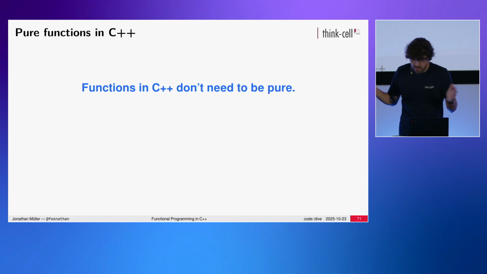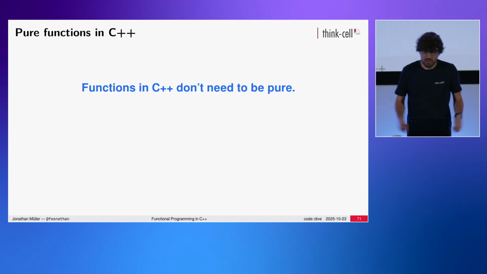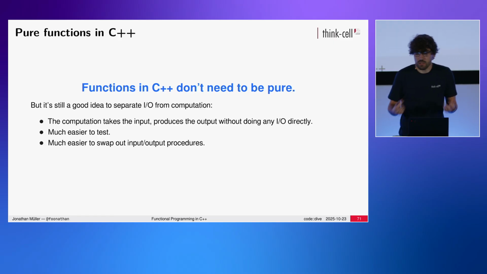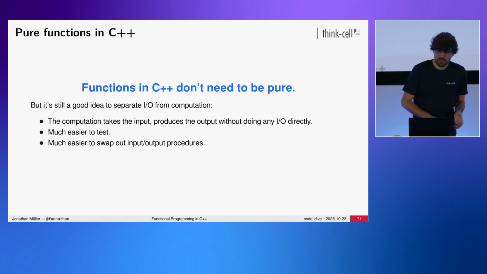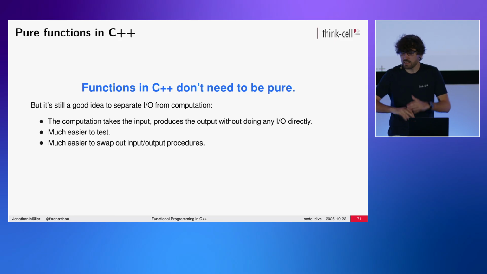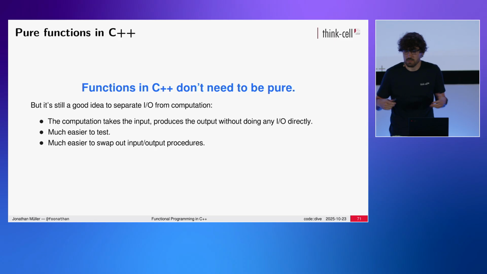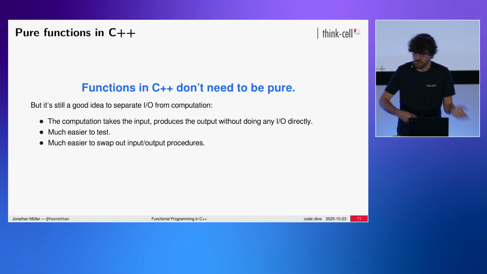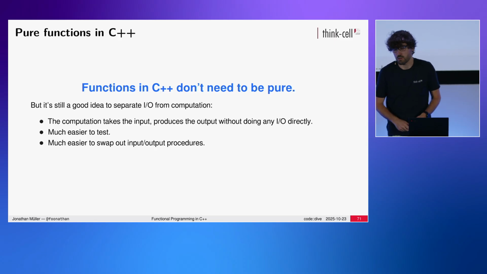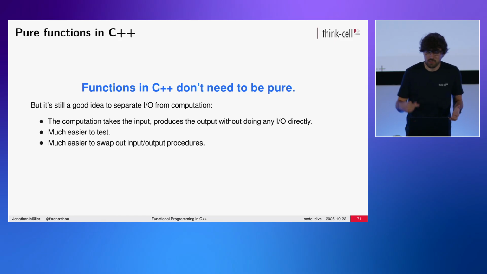Now, of course, in C++, functions don't need to be pure. Right? We're not a pure functional programming language. But it's still a good idea to separate I/O from computation. Right? Writing a pure function that takes the input, produces some output, but doesn't itself do any I/O. It just returns the output. And this makes it very easy to test, because you just call the function with some values, and then you assert that it returns the correct values. And it makes it much easier to swap out various input-output procedures. Right? You completely decouple the computation from the I/O.